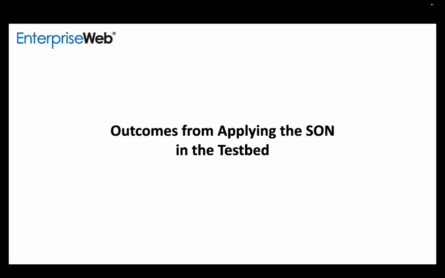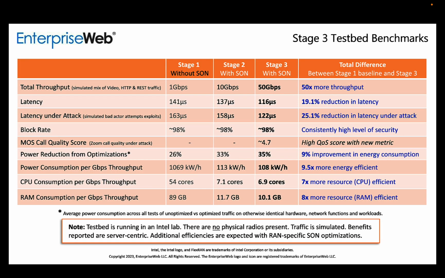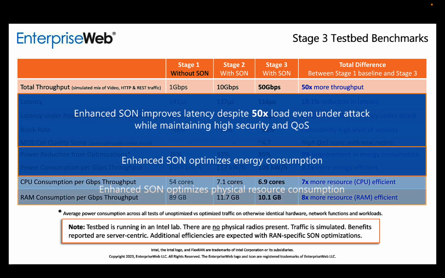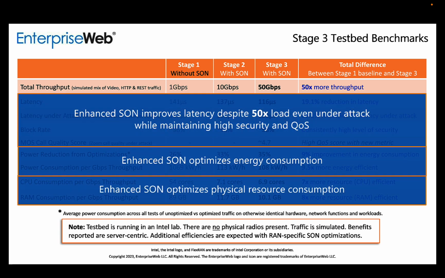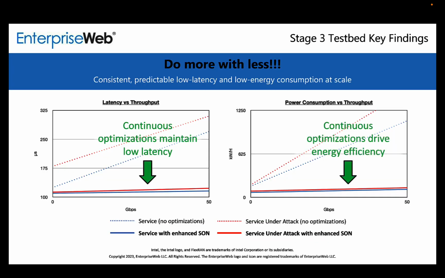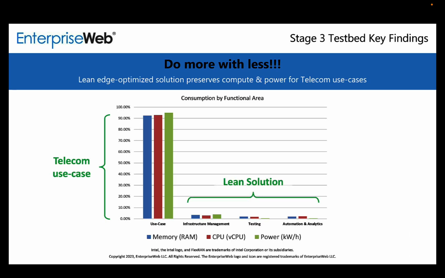In the first phase of the test bed, we actually implemented at 1 gig per second without the SON, which gave us a good baseline with which to compare our stage 3 results. And we were able to find that even at 50 times more traffic, when we're using the SON, we were actually able to do more with less. We were able to increase the performance, so better latency, and actually even lower the energy and resources consumed.